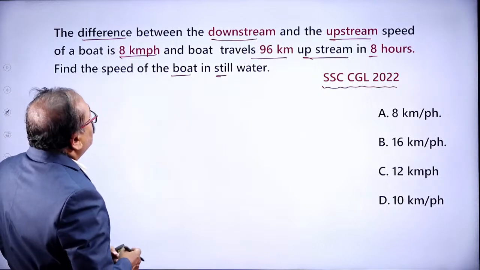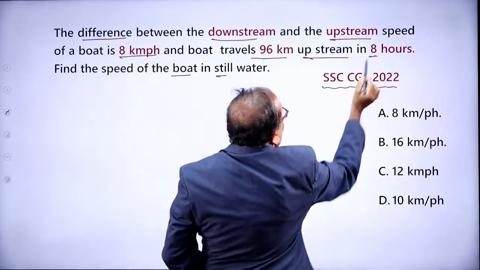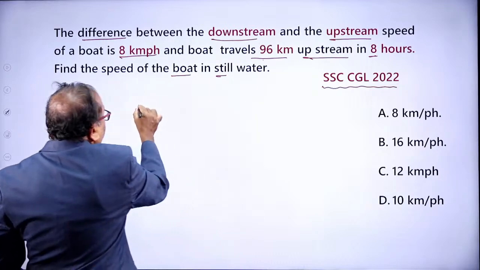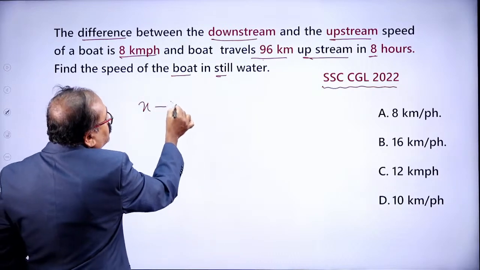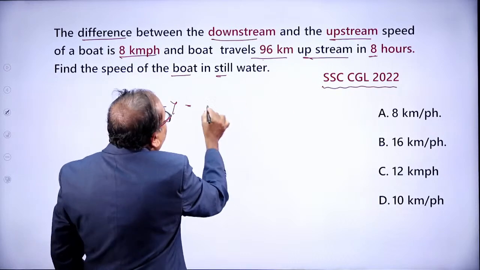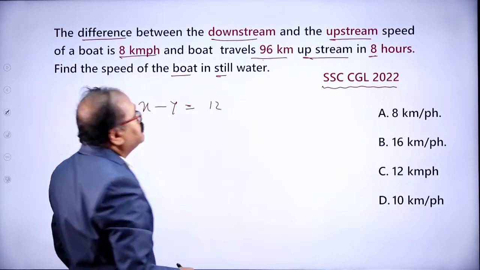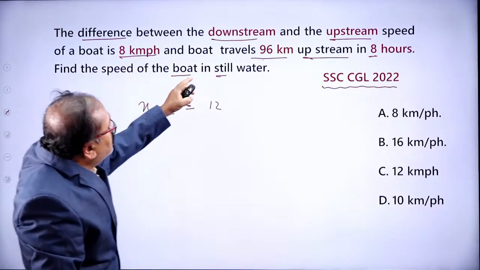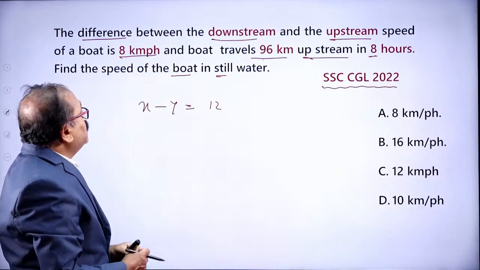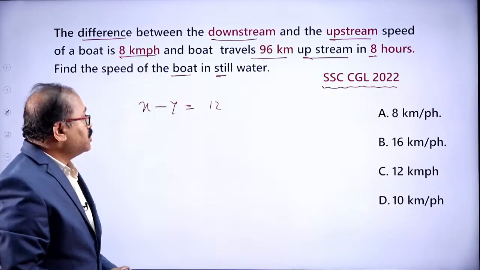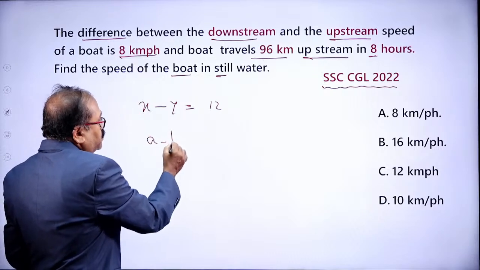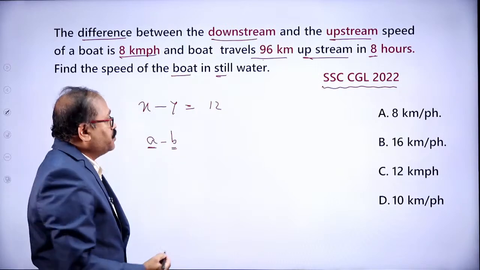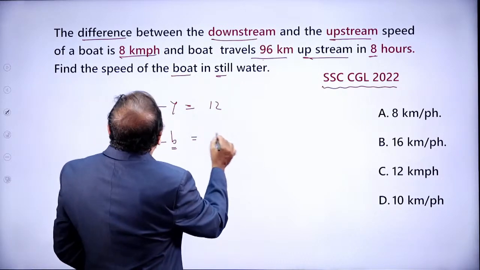Look at this part. Here 96 divided by 8. So 12, 8 96. And what is this? Upstream. The upstream, that means x minus y. And the x minus y is given to us as 12. Okay. We know that the difference between the downstream and upstream is 8 km per hour. So that means we have a minus b, where a is the downstream speed and b is the upstream speed. So this is given to us as how many kilometers?